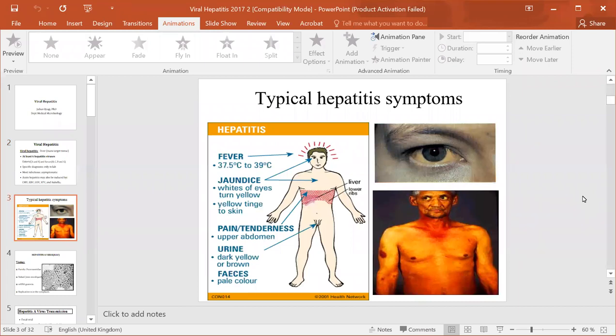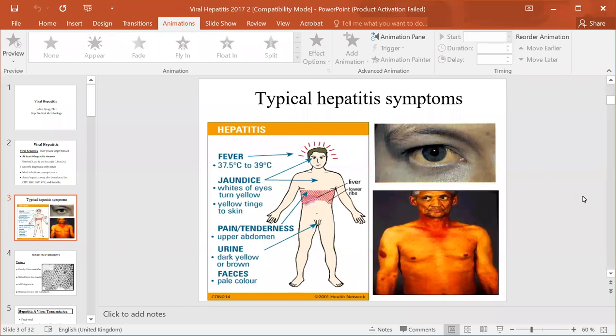As I've just said, most people don't get symptoms due to infection with the six hepatitis viruses, but some people do get symptoms, right? And the symptoms of acute or typical hepatitis are as shown on the screen. Number one, there is fever, usually temperatures of 37 to 39 degrees centigrade.